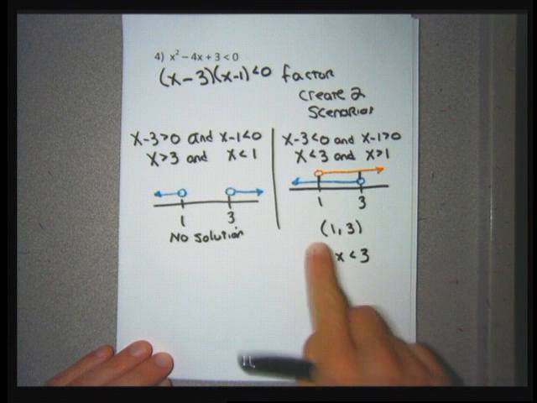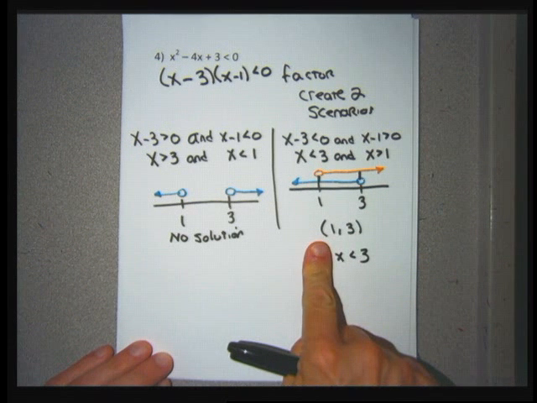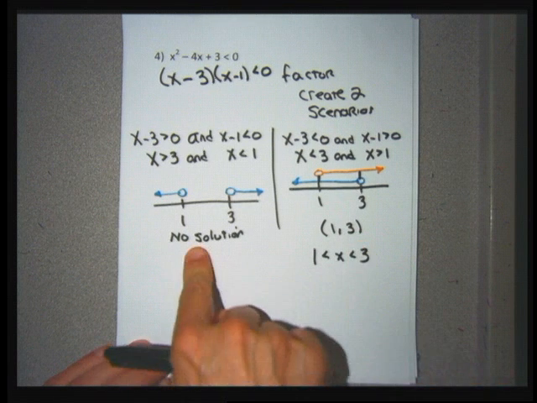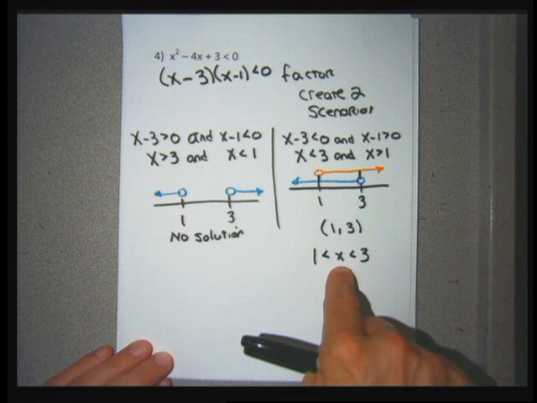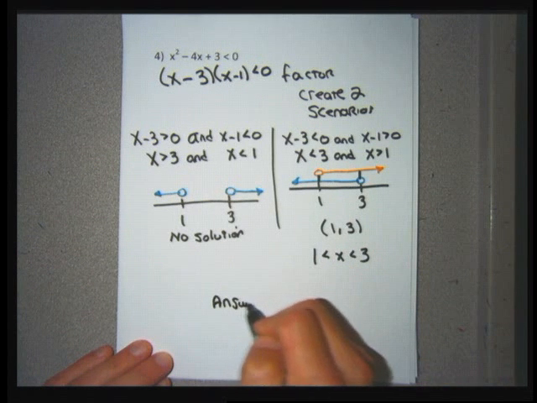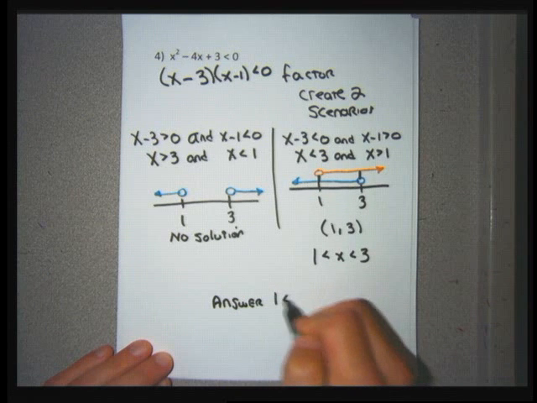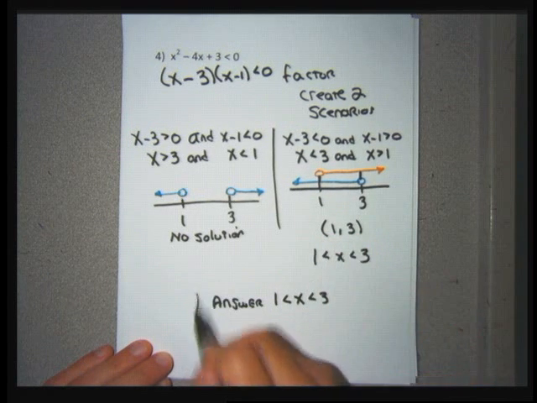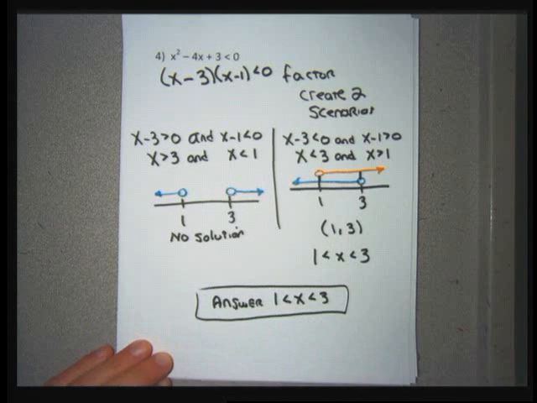That one over there says x is less than 3. This one says 1 is less than x, which means x is greater than 1. And because that doesn't have a solution, this solution is the whole solution to the problem. So the answer to problem 4 is going to be 1 is less than x is less than 3. If you wrote the open interval from 1 to 3, I'd live with it, but I prefer that.